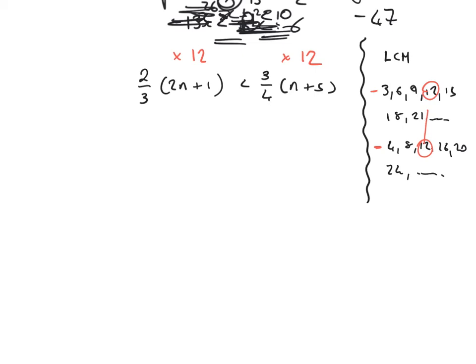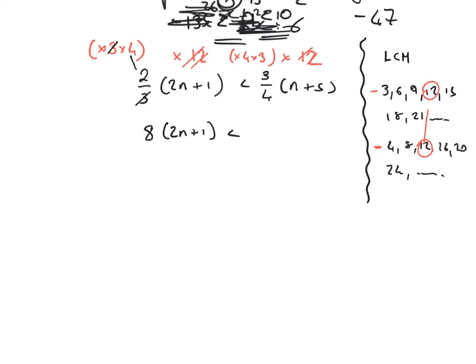Now, we know that multiplying by 12 is the same as multiplying by 3 and multiplying by 4, or multiplying by 4 and multiplying by 3, it's the same thing. Okay, so if we multiply through by 3, that first of all cancels that out, but then if we multiply through by 4, that gives me 8. 8 bracket 2n plus 1 is less than.